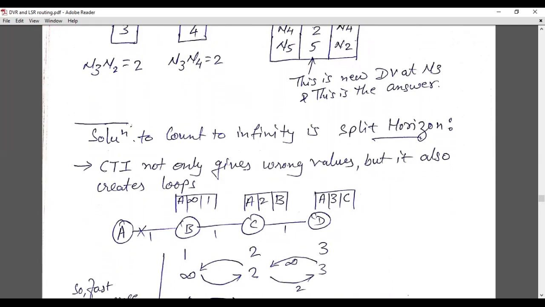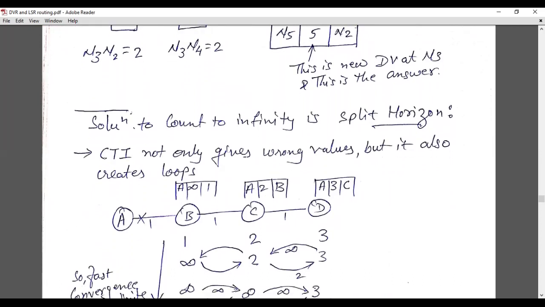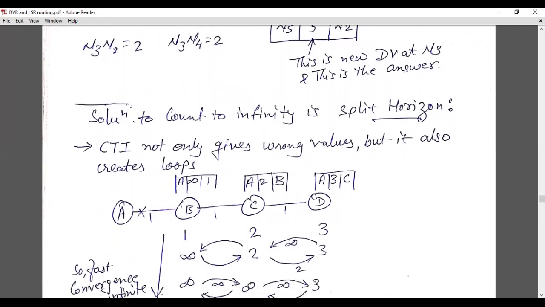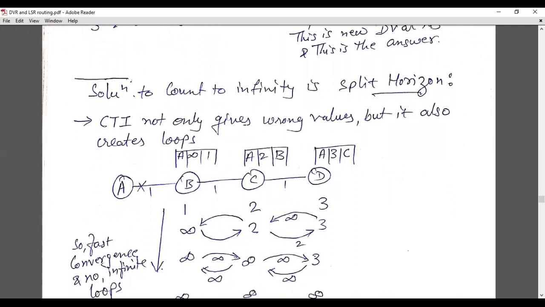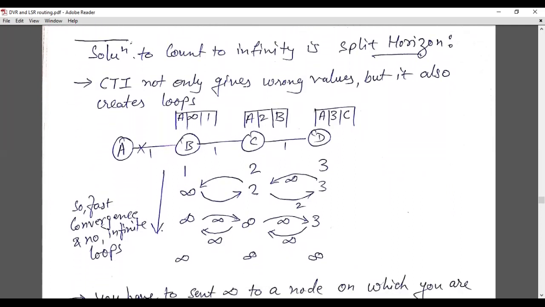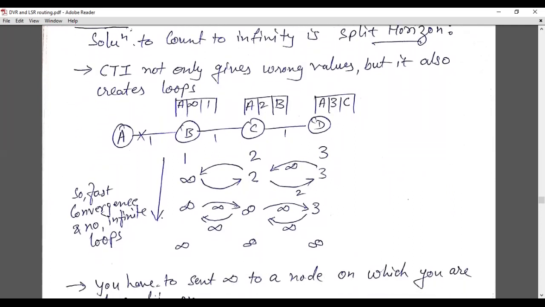Now the solution to this count to infinity is split horizon, right? Count to infinity not only gives wrong values, but it also creates loops. We can identify the loops also, and the solution is split horizon. For fast convergence and no infinite loops, we need this information.